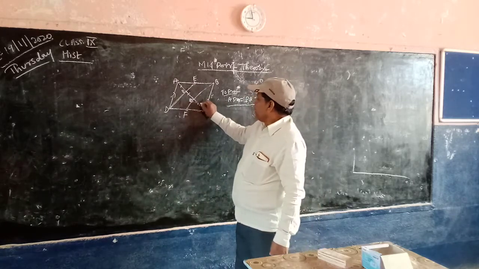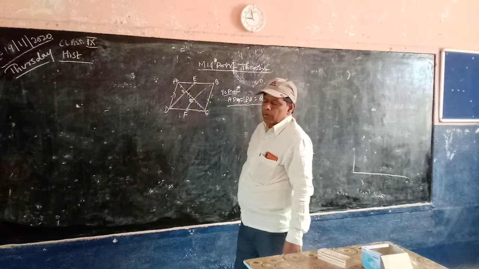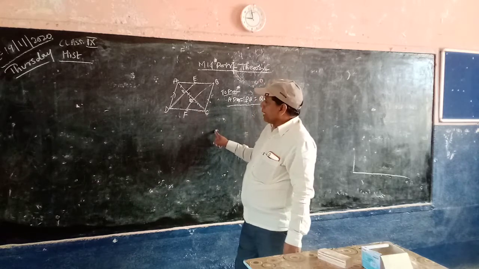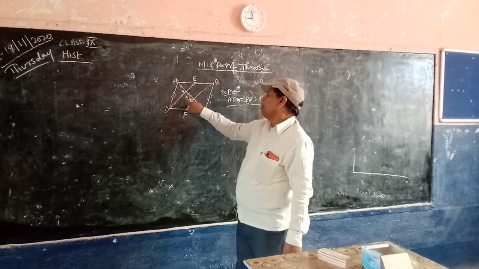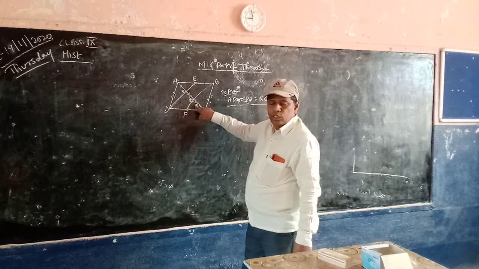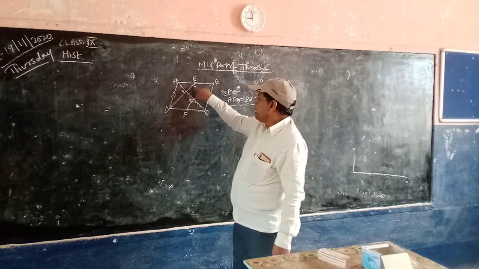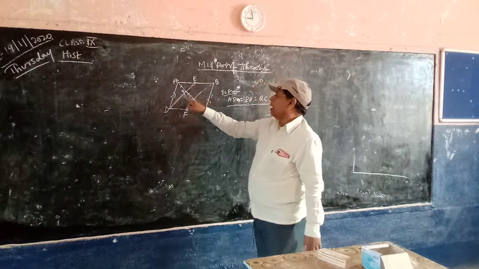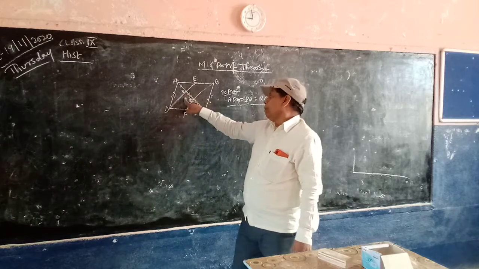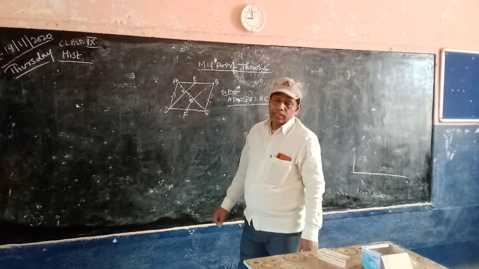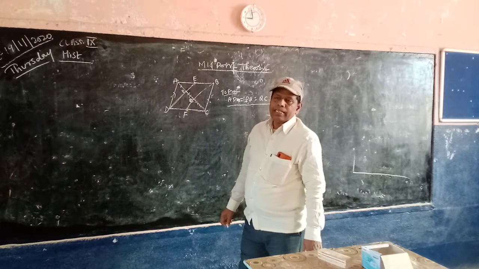Here CQ equals PQ. And then from first and second, you write here AP equals PQ equals QC. And this line trisected the diagonal: AP equals PQ equals QC. Understood?